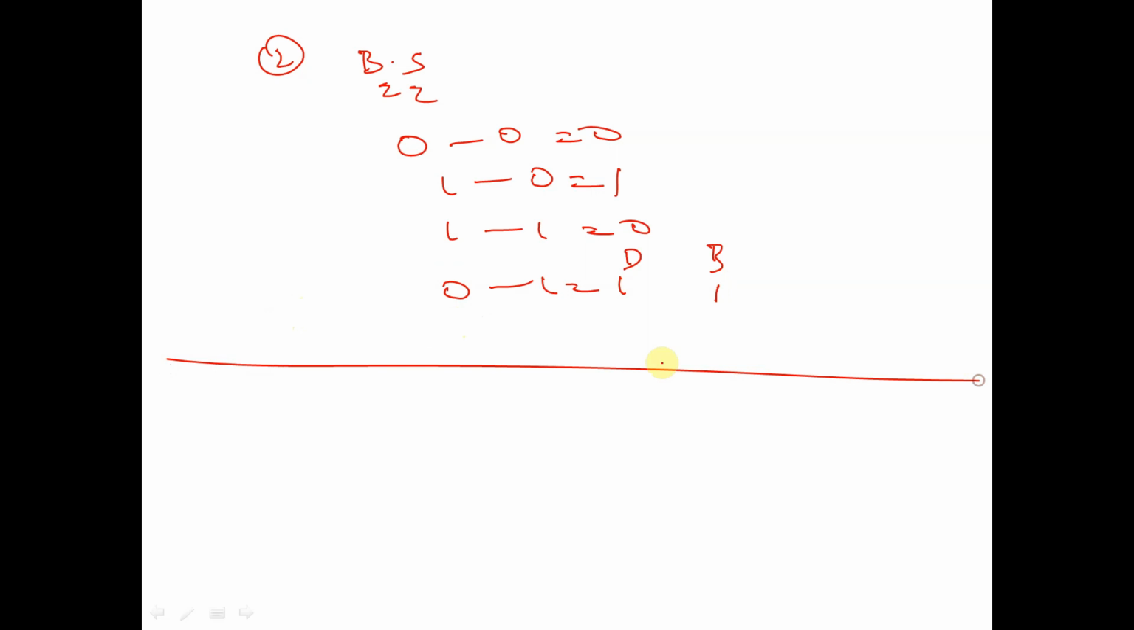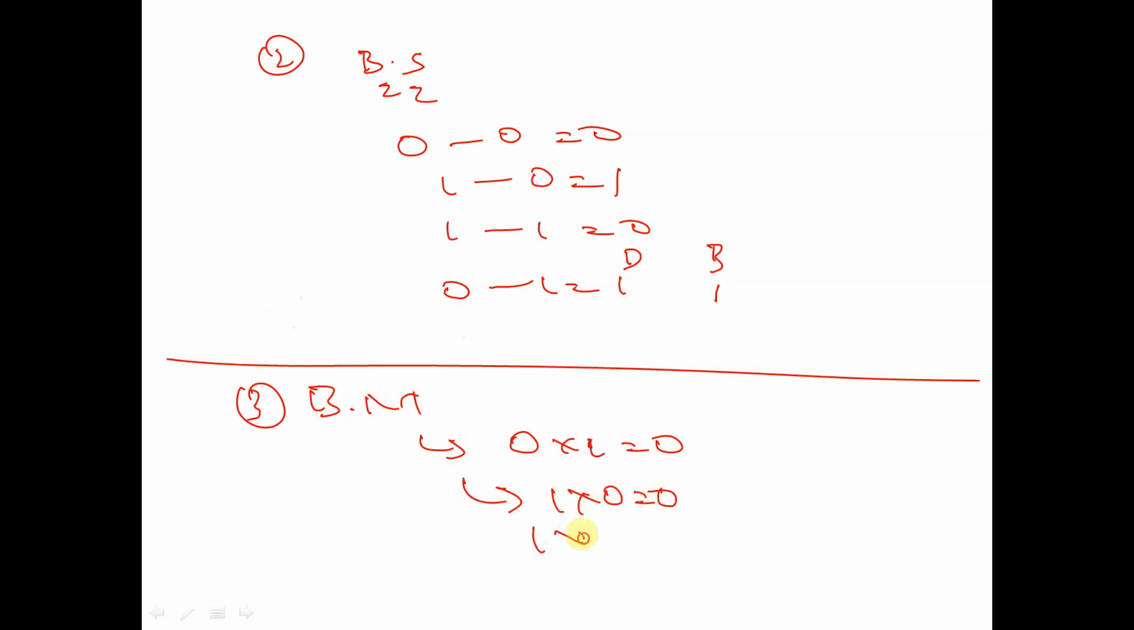And similarly we also have binary multiplication. In this binary multiplication, 0 cross 1 is equal to 0, 1 cross 0 is equal to 0, and 1 cross 1 is equal to 1. So these are known facts. And we will start with complement of numbers. So we'll start another topic which is called complement of numbers.